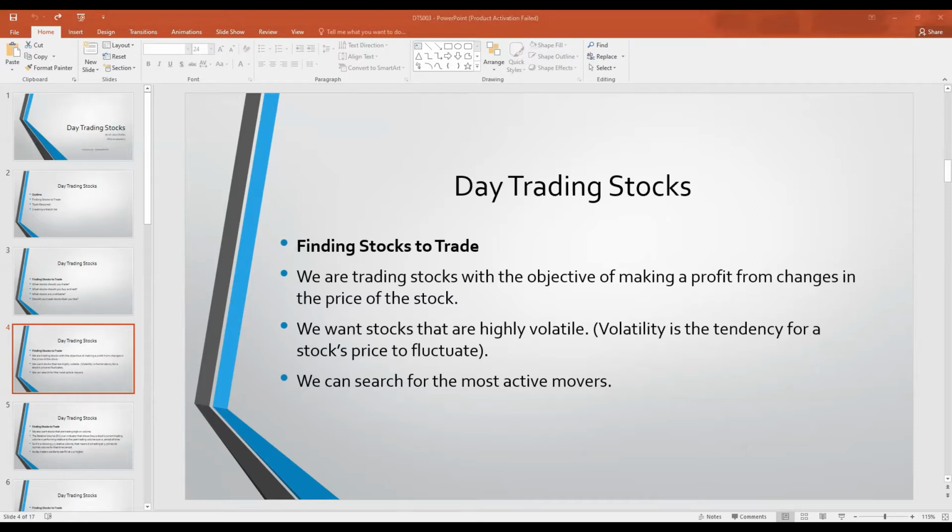If a stock price moves from $10 to $11, then declines to $10, then moves back to $11, a trader can make a profit from these small changes in the price of the stock. Since traders intend to profit from volatility, they should look for the most volatile stocks. They can start looking for the most active movers.